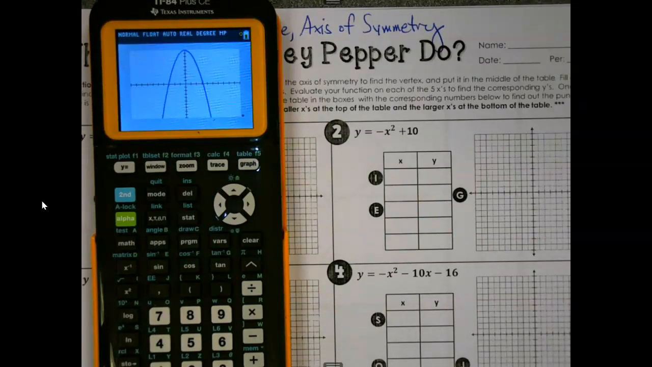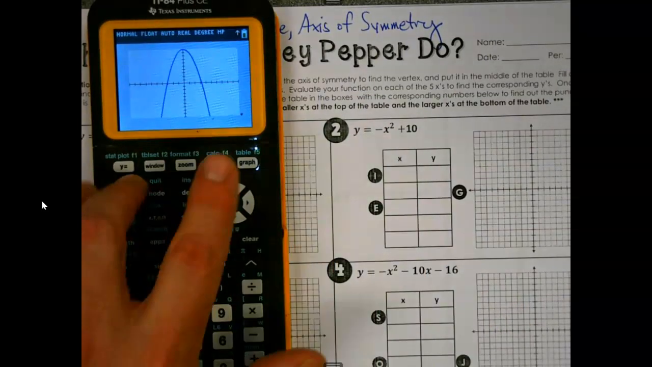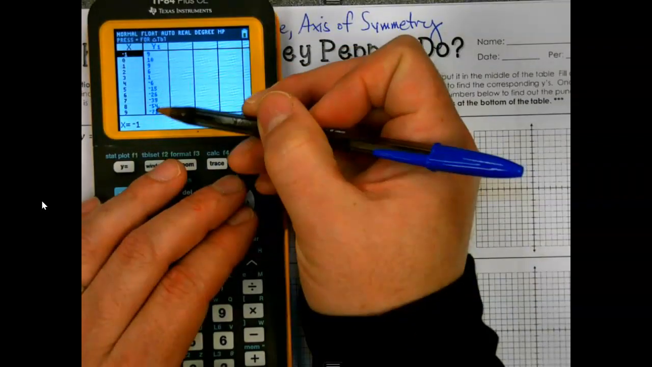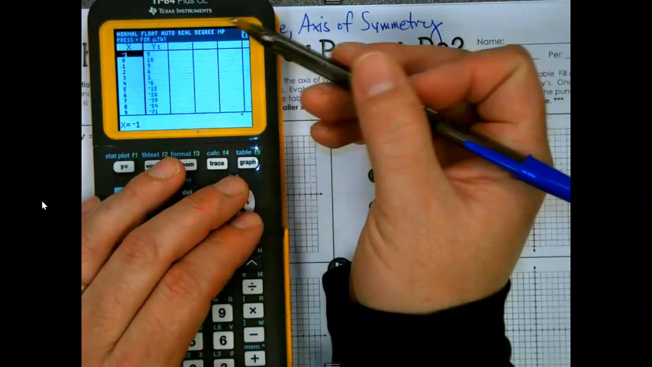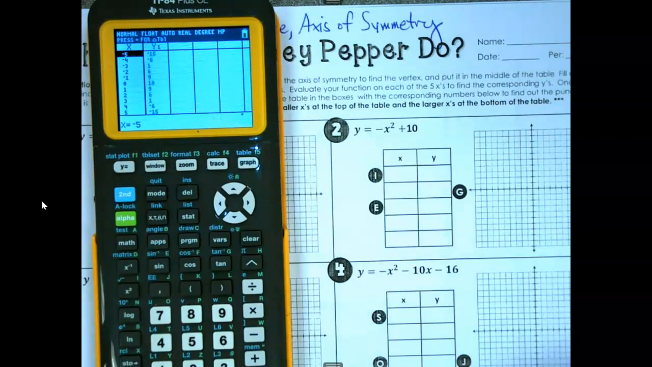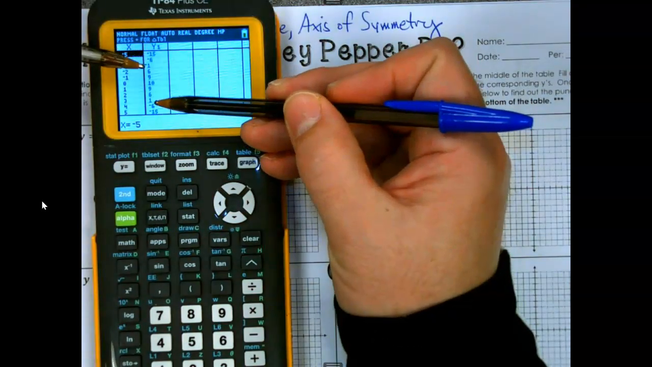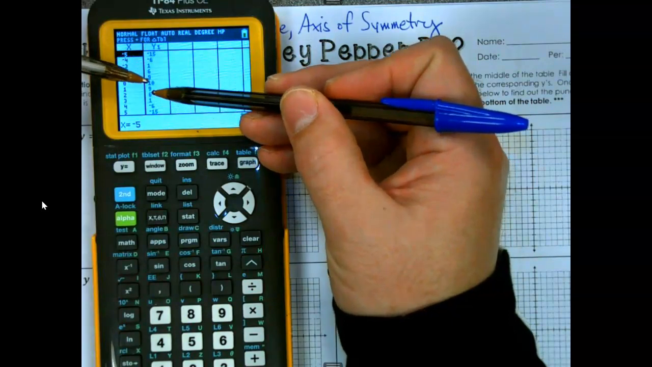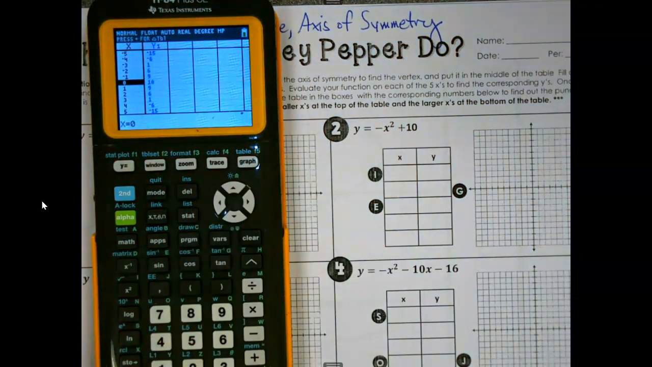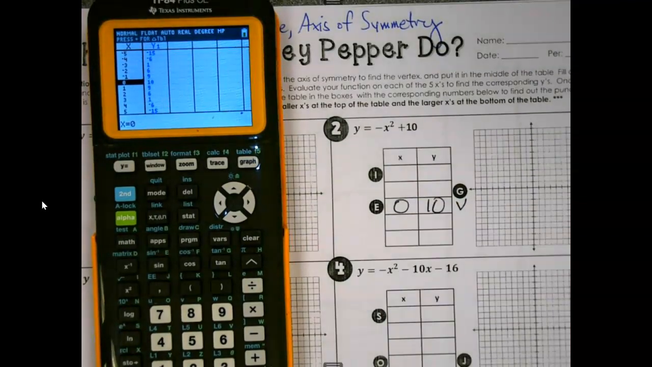Ooh. Okay, opens down because of the negative. But yeah, that's really tall. So, okay, let's see what we got here. So I don't see a whole lot matching up so far. So I'm going to scroll up a little more. Ooh, wait a minute. Negative 15, negative 6, 1, 6, 9. There's my oddball. So my oddball is at 0, 10. That's my vertex.